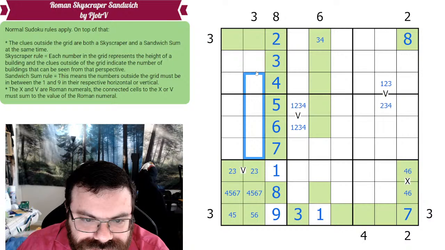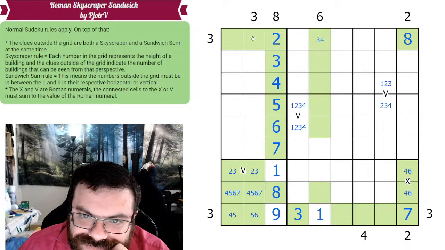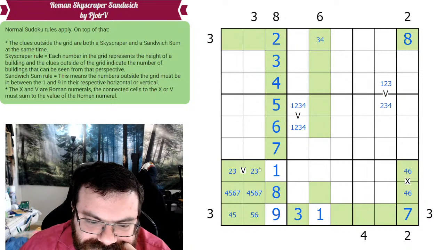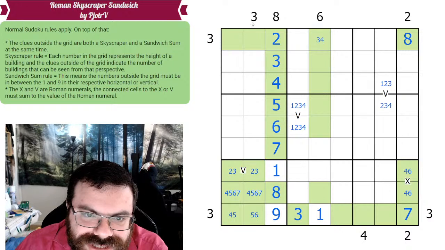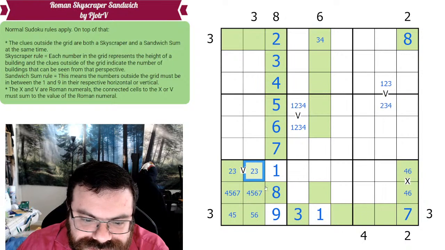Okay, so let's look at some of these other clues. We haven't looked at this one yet. This can't be the 3 because it would need to be part of the sandwich. We know the 3's in the sandwich, so that's 2 and 3.